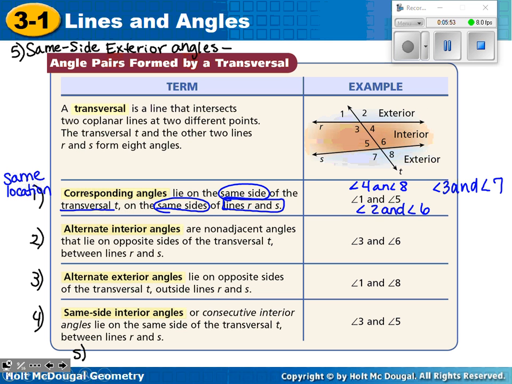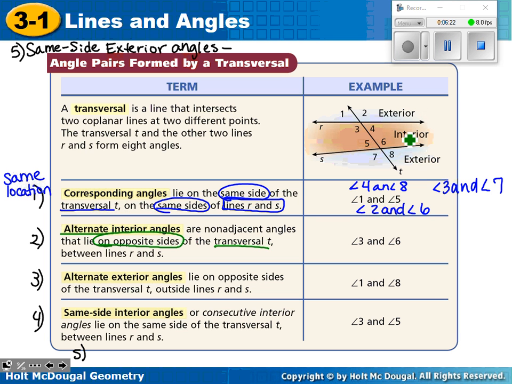Okay, the second kind of angles that are formed are called alternate interior angles. Alternate interior. By alternate, they mean that they lie on opposite sides of the transversal. Opposite sides. So one's going to be on the left, one's going to be on the right. But not just opposite sides, they're also interior angles. And when they're talking about interior, look up here at this picture on the board. Interior means in between the 2 lines.